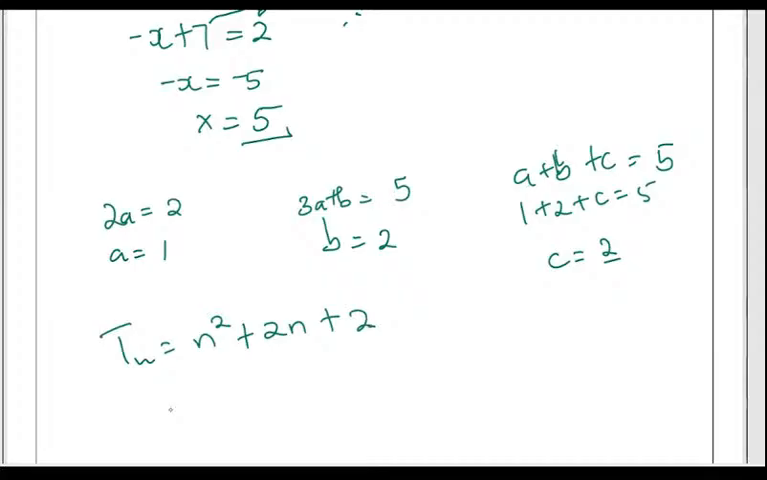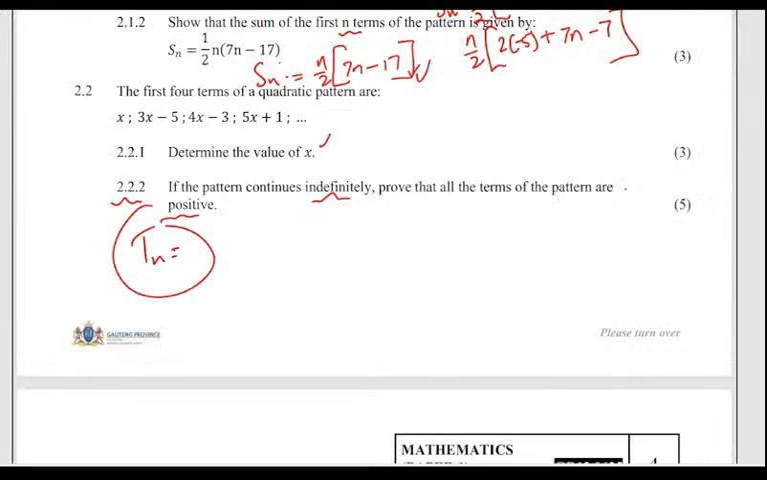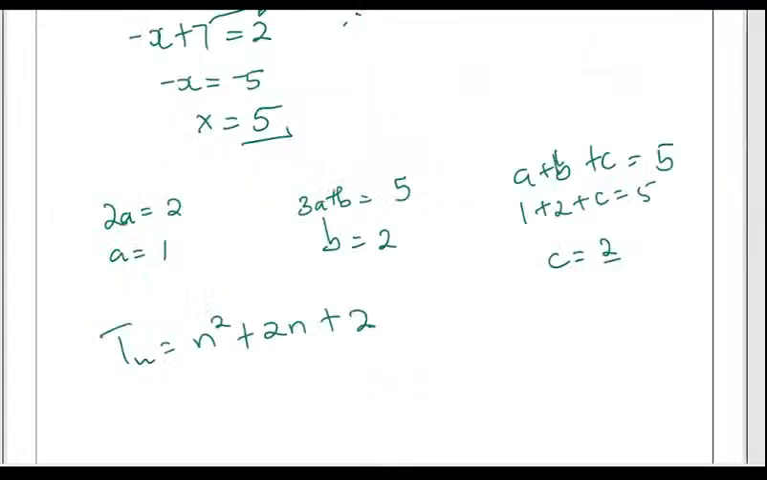Now, if this is the general term that we are getting, what does this tell us? They're telling us that for any natural numbers, because they told us that for all the terms. So when n is 1, everything is positive. When n is 2, everything is going to be positive.